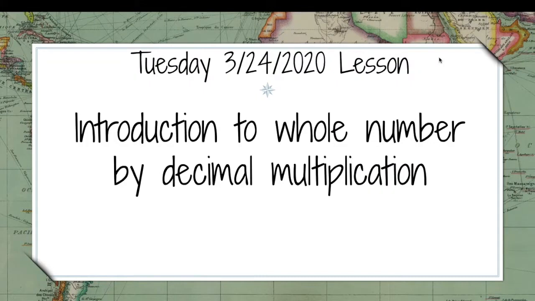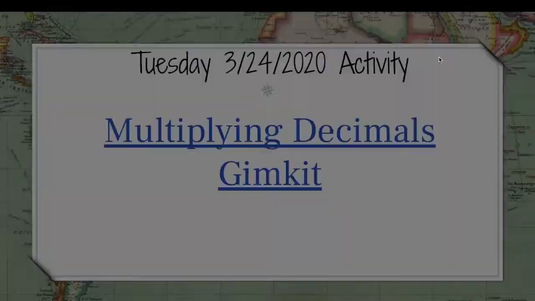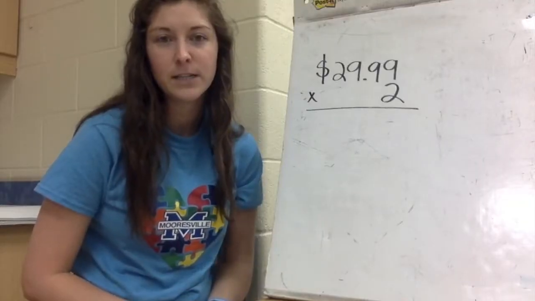Quickly show you how to multiply a whole number by a decimal. I know we learned this before break, so we're just going to do an introduction this week back to it and a review. Good morning, friends.